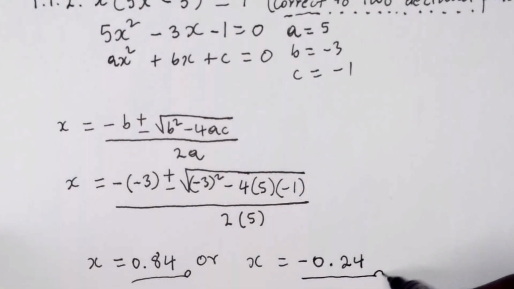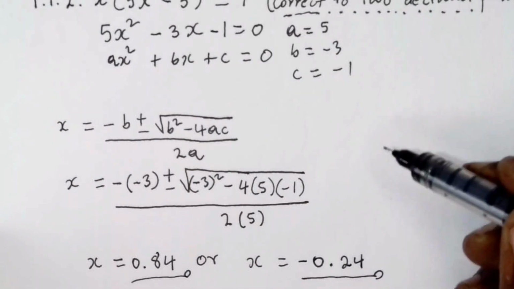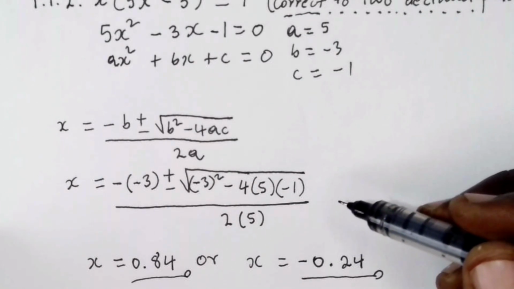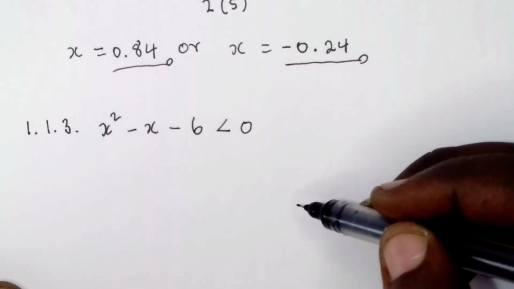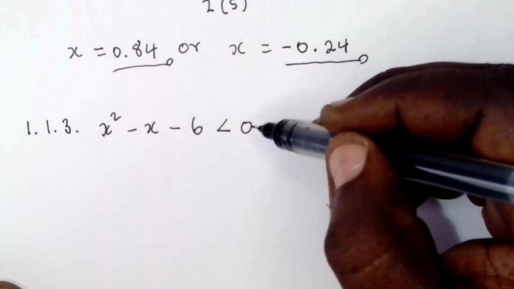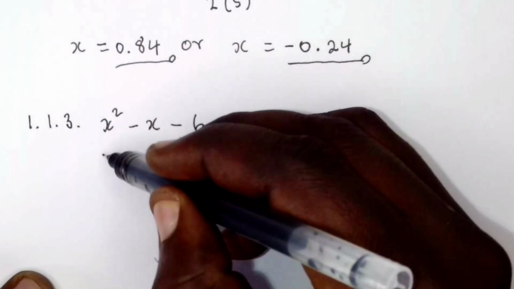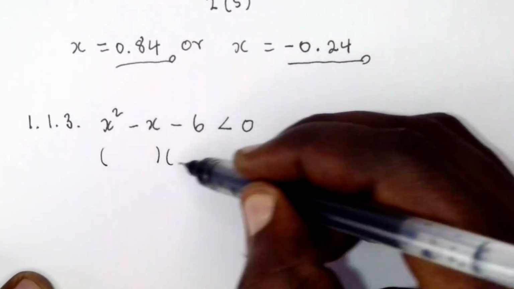Why 24? Why not 2? It's because they said you must round off or correct to 2 decimal places. So what about this one? This one is the one that we call inequalities.